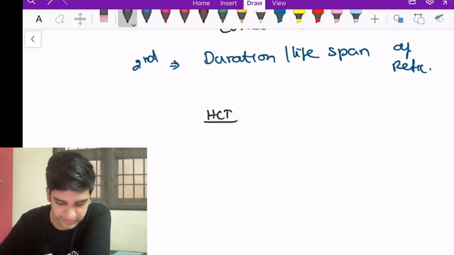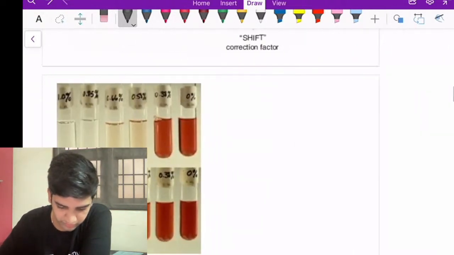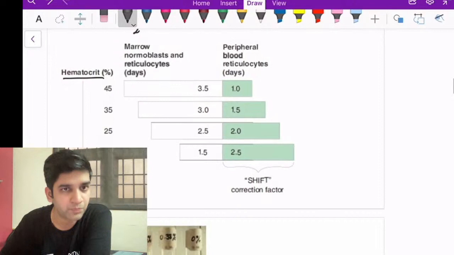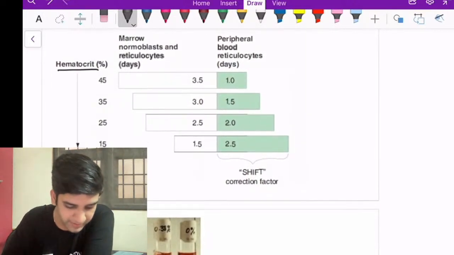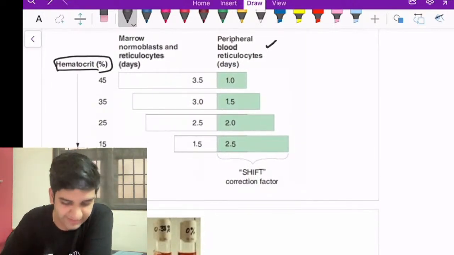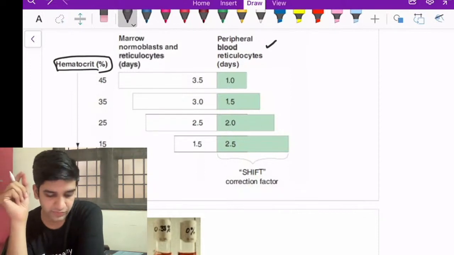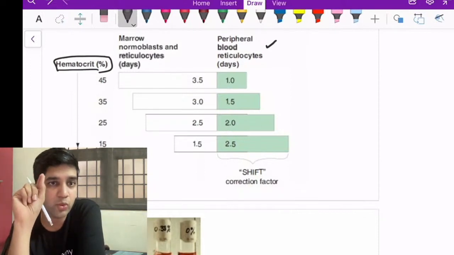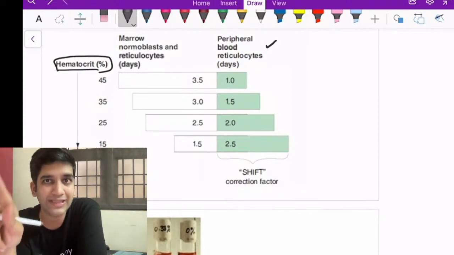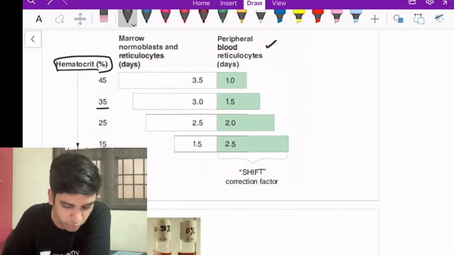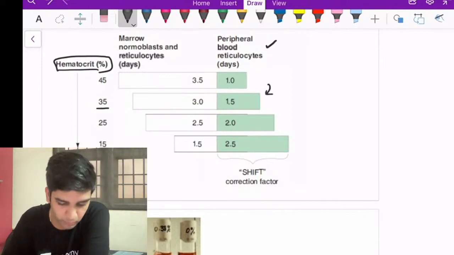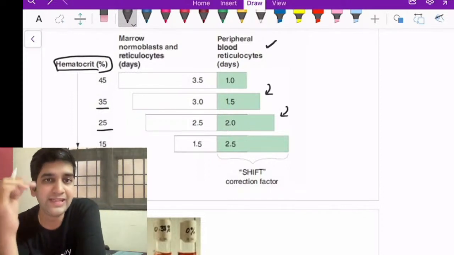I'll go back to the slide, the correction factor given on the left-hand side. I hope you're able to see this. Based on the hematocrit, the lifespan of the reticulocyte increases. If my hematocrit is 45, the lifespan is 1. That is normal, right? If the hematocrit drops to 35, lifespan becomes 1.5. At 25, lifespan becomes 2. So I need this change.